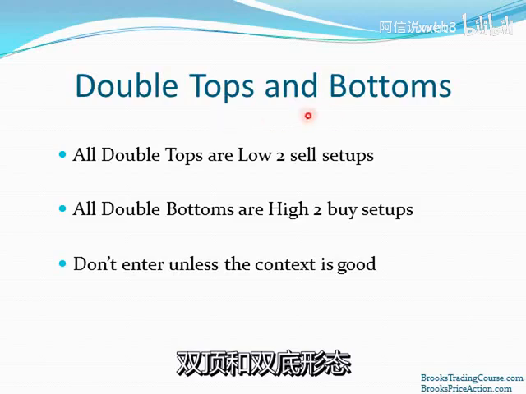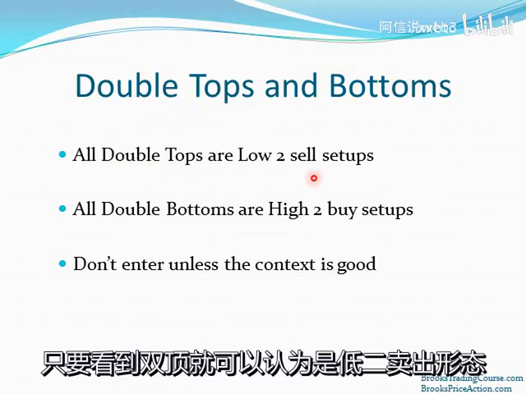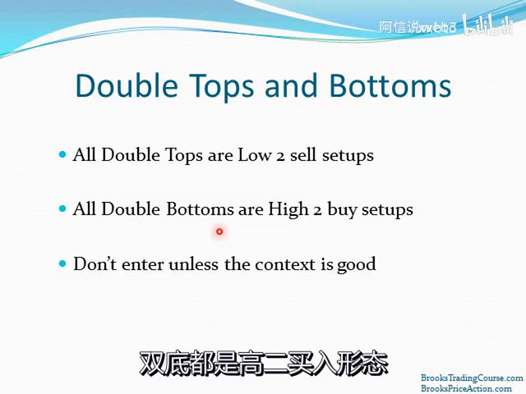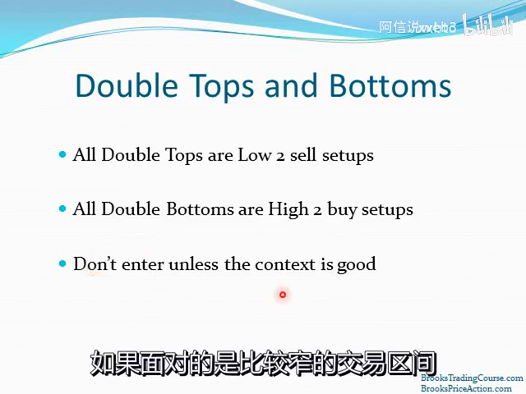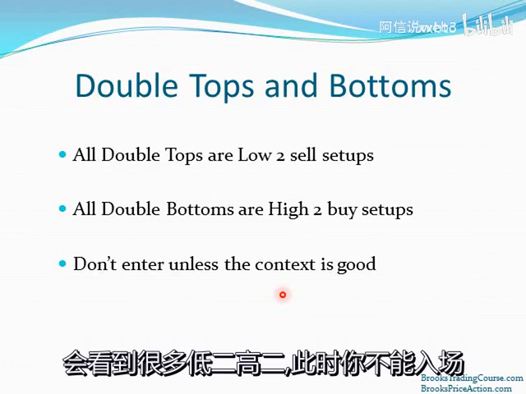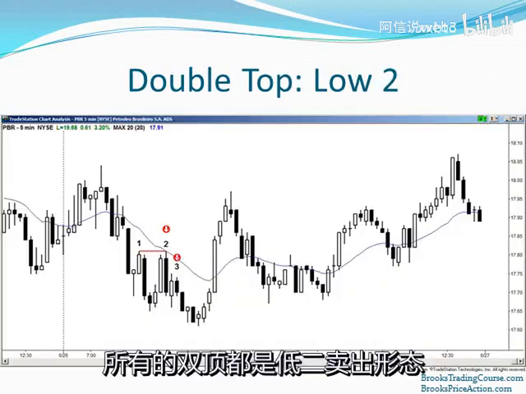Double tops and bottoms. All double tops are low 2 sell setups. Anytime you see a double top, just think of it as a low 2 sell setup. Anytime you see a double bottom, think about it as a high 2 buy setup. And don't enter unless the context makes sense. If you're in the middle of a tight trading range, you're going to see lots of high 2s and low 2s, and you should not be taking the entries. The context has to make sense.